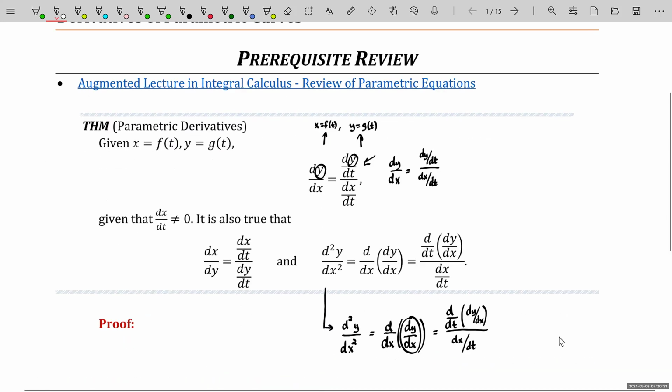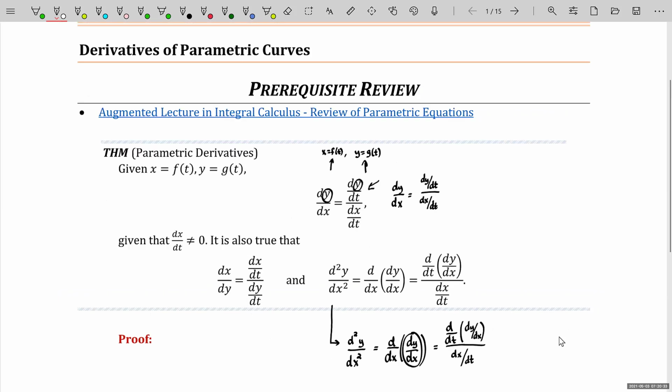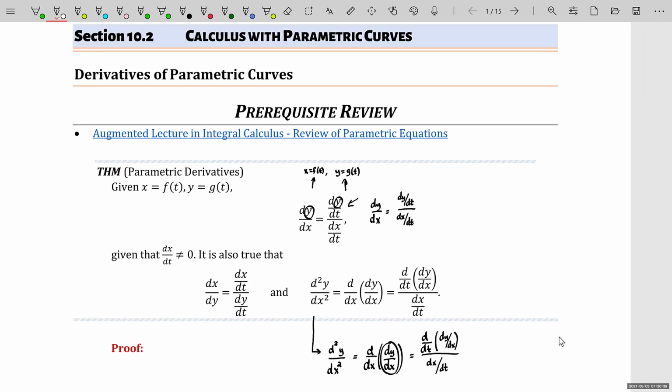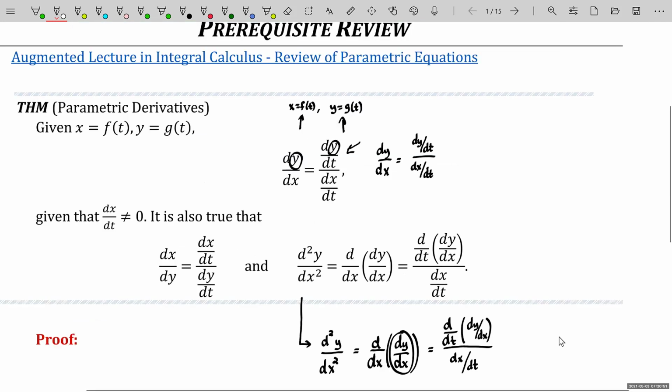Just to remind you where we were going through calculus with parametric curves. I had recommended that if you need the review, watch the review of parametric equations video that I have there. And then we go into all the calculus you ever learned with parametrics.